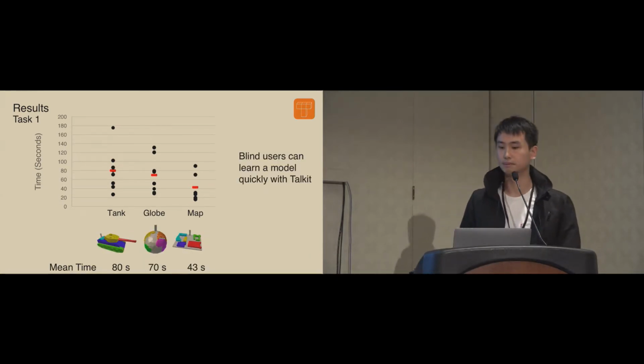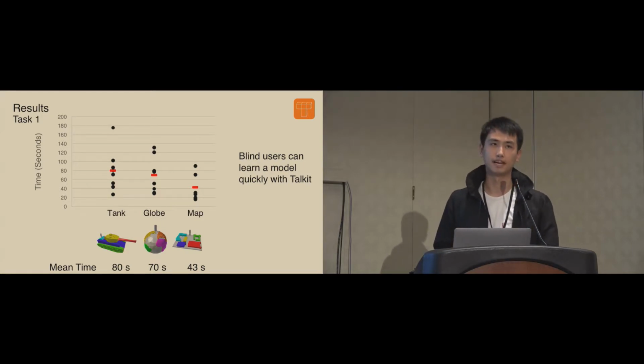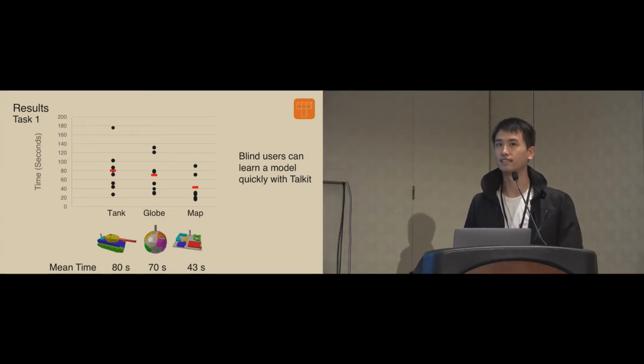On average, participants spend 60, 70, and 43 seconds on the tank, globe, and the map models, which means if we give blind participants a model, they could quickly get an overview of this model with the help of Talkit.